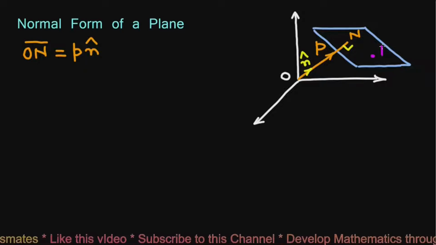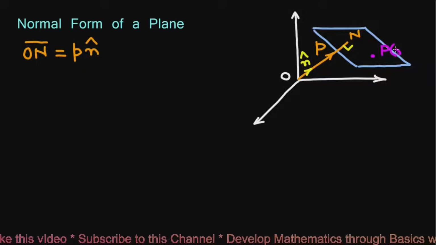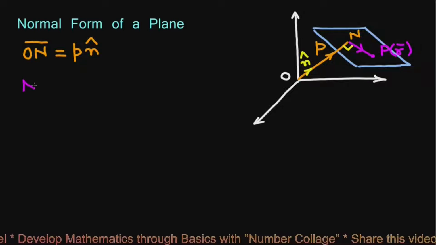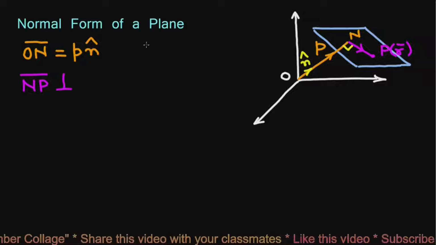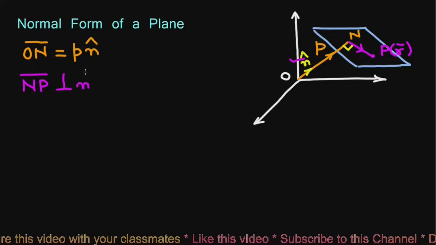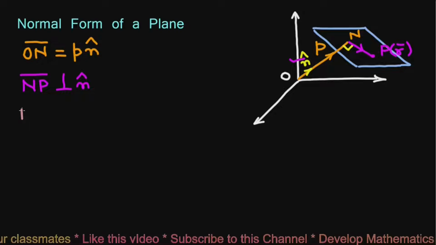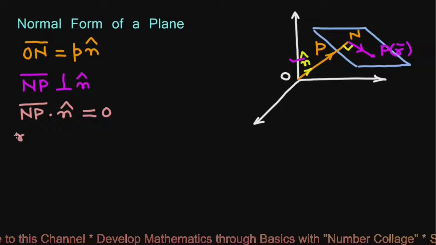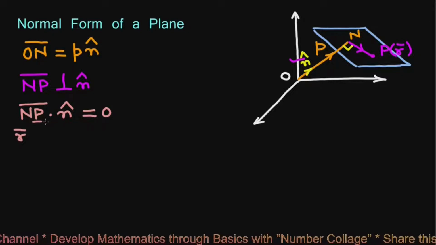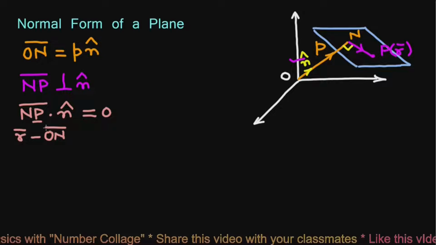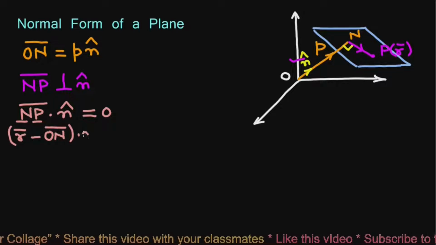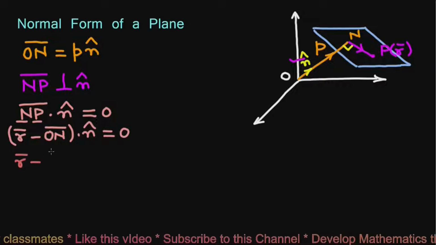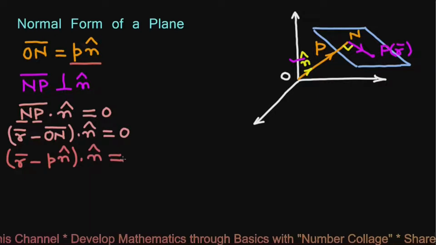Let P be any point on this plane whose position vector is r bar, and we can see that vector NP bar is perpendicular to this unit vector n cap, which follows that NP bar dot n cap will be 0. That is, r bar, which is the position vector of P, minus ON bar, the position vector of N, dot n cap equals 0. So that will be r bar minus p n cap dot n cap equals 0.